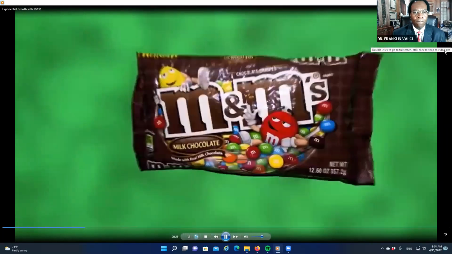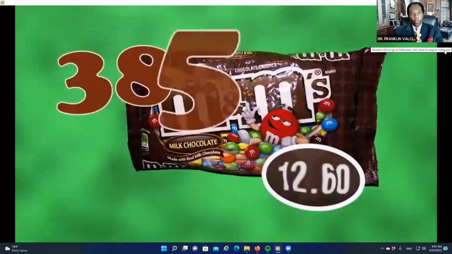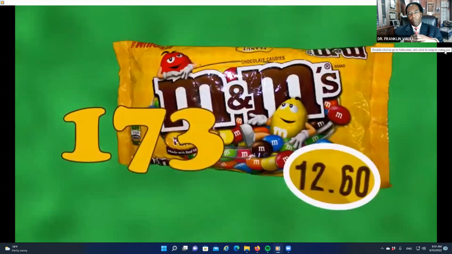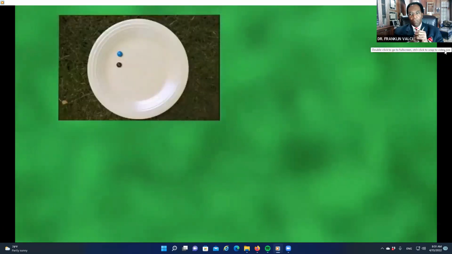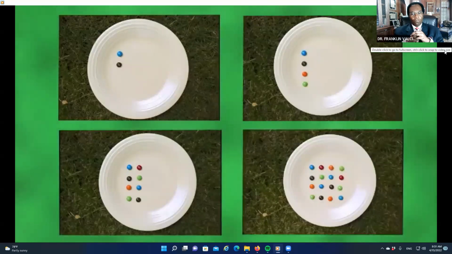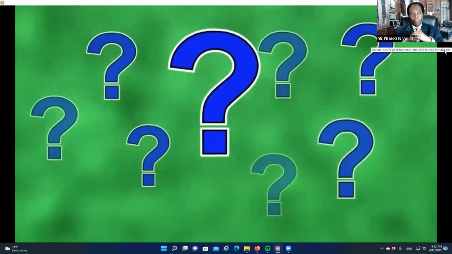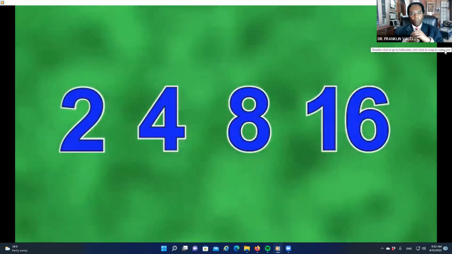In one 12.6 ounce plain bag of M&Ms, there are about 385 M&Ms and approximately 173 peanut M&Ms in the same size bag. So what about in 2 weeks? The choice is for 2 M&Ms today, 4 tomorrow, 8 the next day, 16 the next, and to continue the pattern for 2 weeks. But what is the pattern?